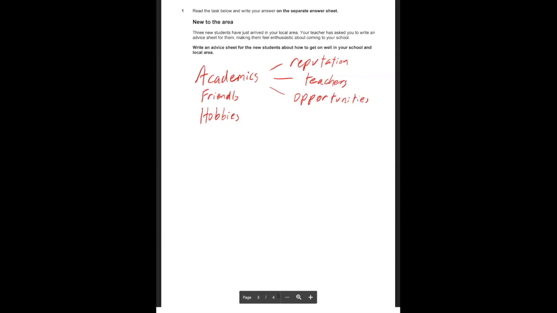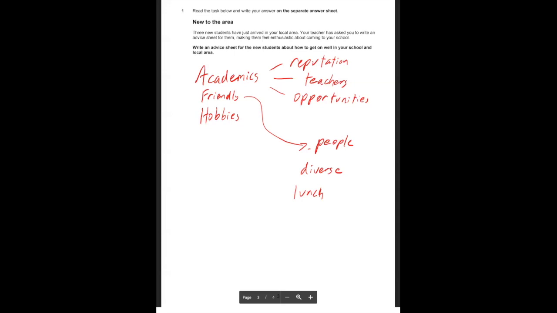Then in terms of the friendly learning environment, of course you want to express how diverse the people are. We're very multicultural, so lots of different people can fit in. You might want to express how, perhaps during lunchtime, everyone gets together and plays together, which is very different. There are no groups that get formed, and people are very welcoming of different students.